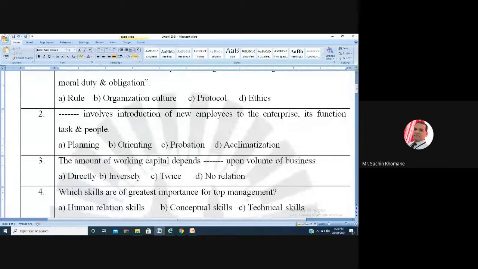Then next, third: the amount of working capital depends dash dash upon the volume of the business. Very generalized question. The amount of working capital depends directly upon the volume of the business. As you know, working capital requirement is more when your business is very large. So a very generalized question.